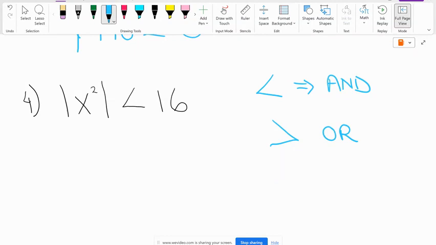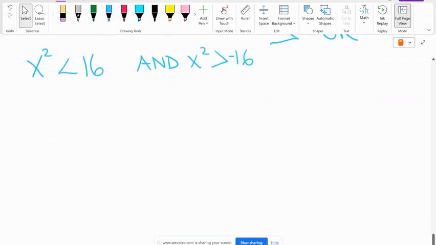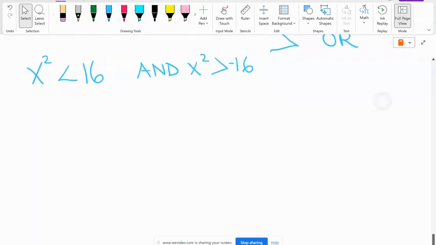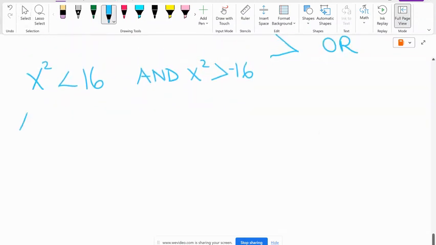So what is this telling us? This is telling us x squared is less than 16 and x squared is greater than negative 16. So you put the word and, you flip your inequality sign, you negate the number. Okay, so here we're going to have x squared minus 16 is less than 0.